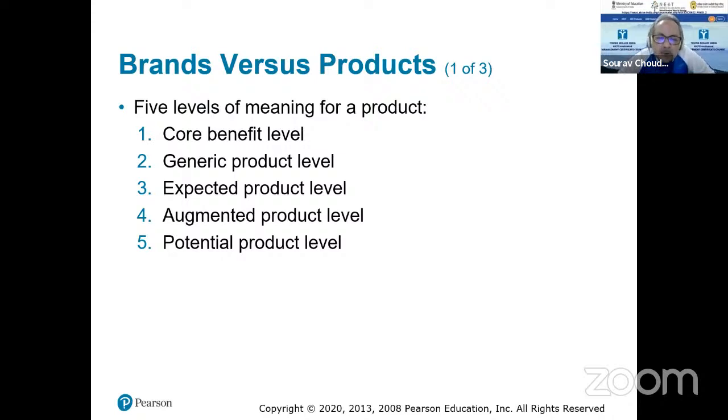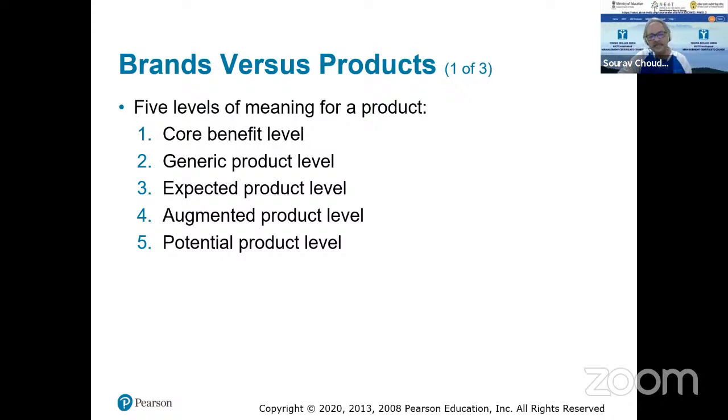And then the expected product by the consumer, then the augmented product by you. You have added something which the consumer doesn't expect. Okay, so the generic product is basically the basic product. We remember that we spoke about that hotel room. The core benefit is that you go and sleep and take a rest there, right? And then the basic product expected out of that hotel room is a bed, a bathroom, a table, the lights, the AC, and so on and so forth.